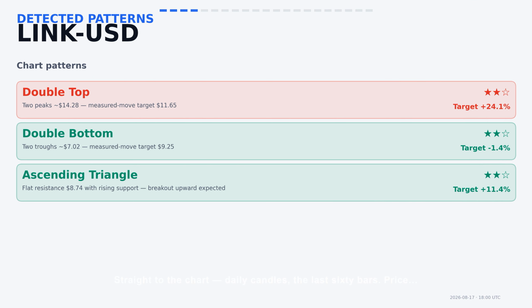Now this is the fun part. The pattern detector picked up 3 chart patterns on the daily: double top, double bottom, ascending triangle. I'm going to walk you through each one in the next slides and show you exactly where they formed on the price action. Pay attention to the labeled points. Those are the swings that confirm the pattern is real.